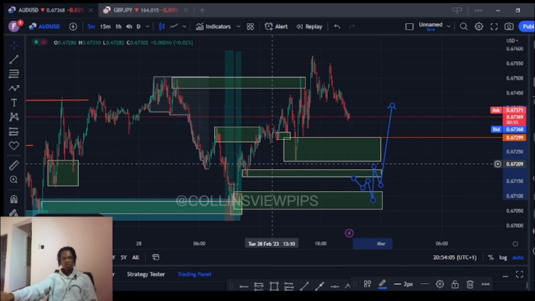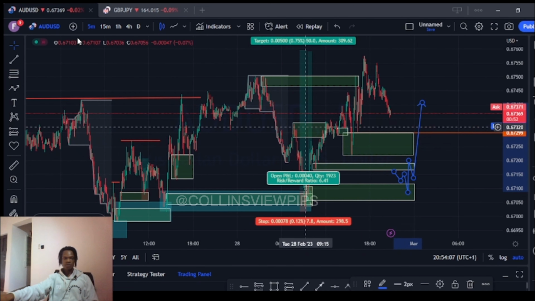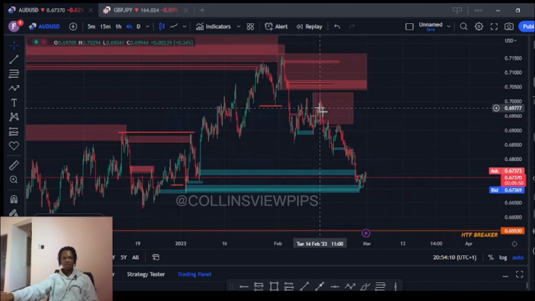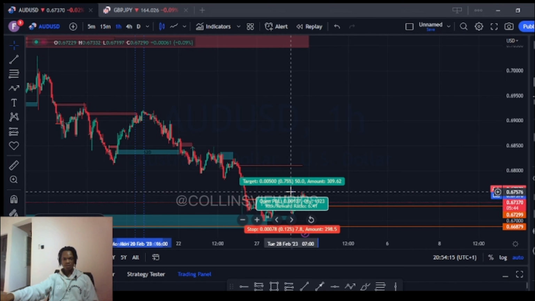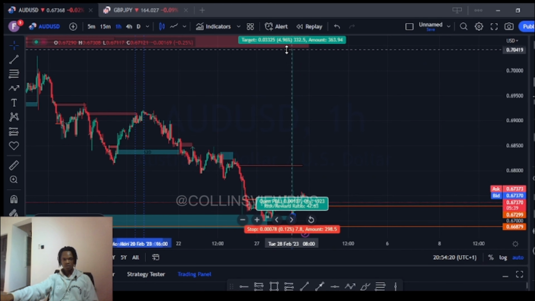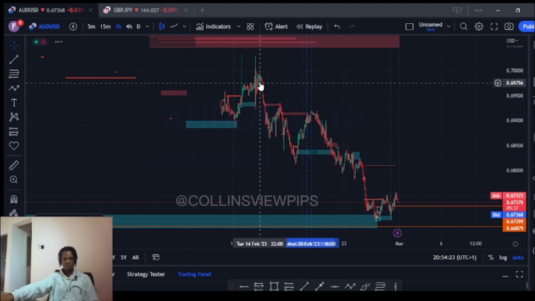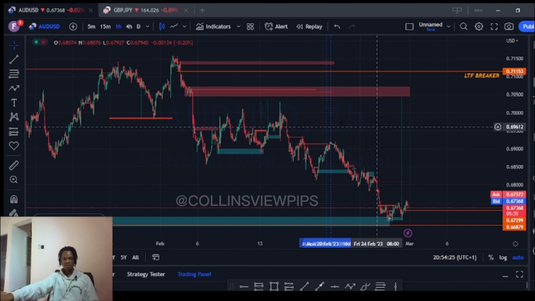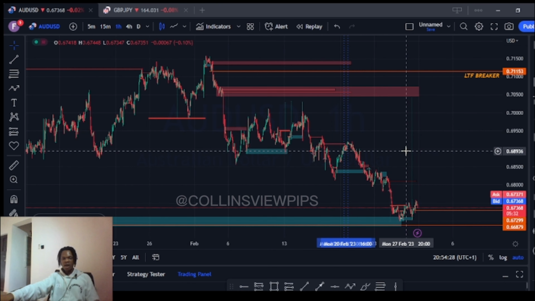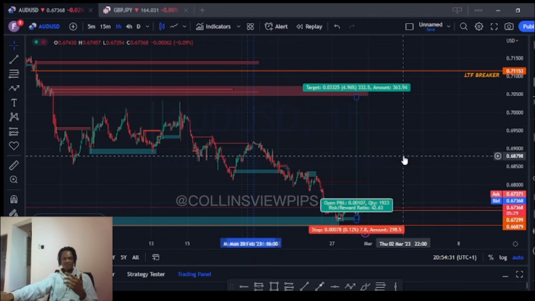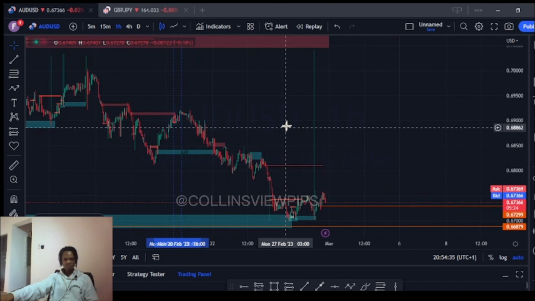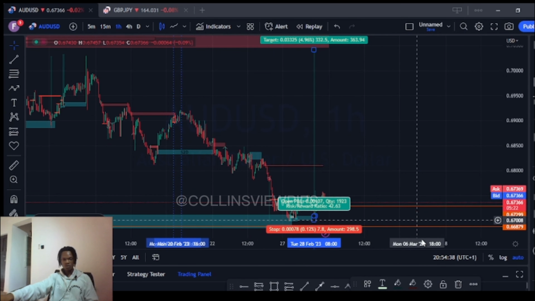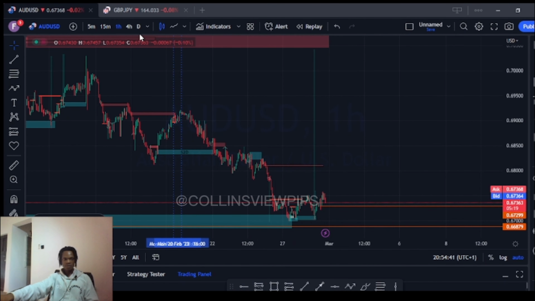I'll be looking for a break of structure here for the bias to continue, and if it plays out as I'm expecting, this would be a massive trade. You see the supply, a 1 to 40 trade. If that plays out, this could be easily over a 1 to 40 trade. So we're expecting the market to retrace deep and the bias to continue playing out for 1 to 40.